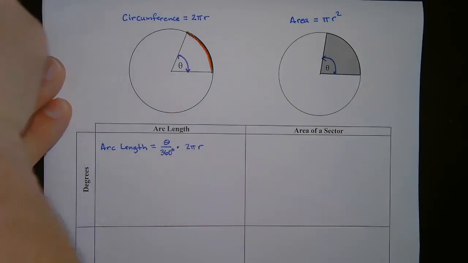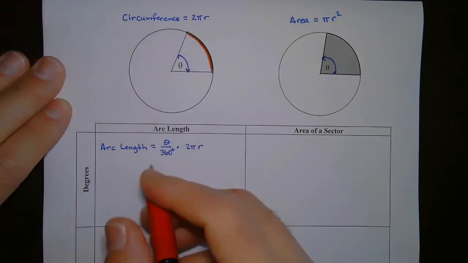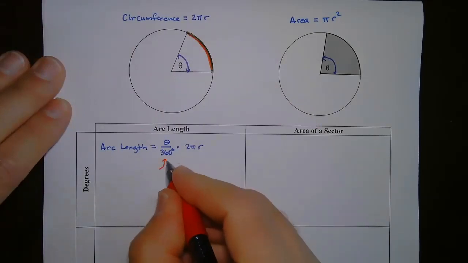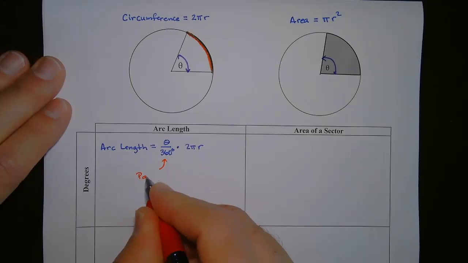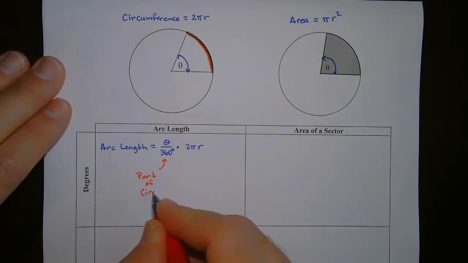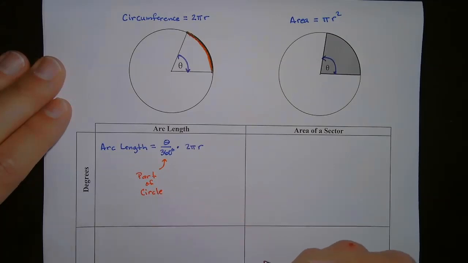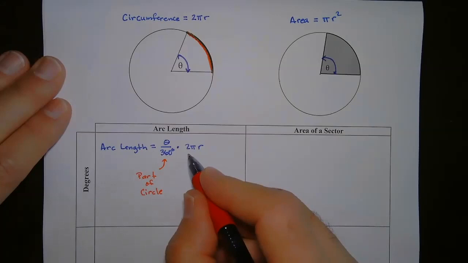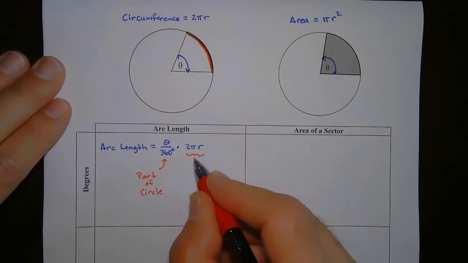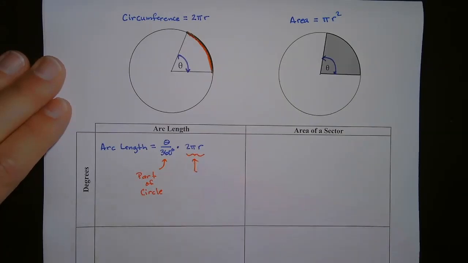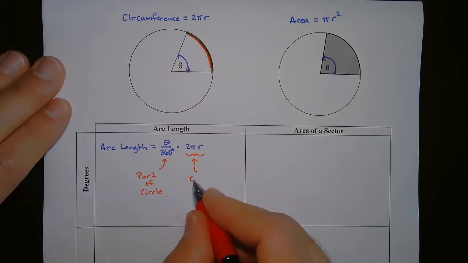Okay, so this right here, this theta out of the 360, is the part of the circle that you have. It's how much of this entire circle you have. And then this 2 pi r right here, that's the circumference of a circle.